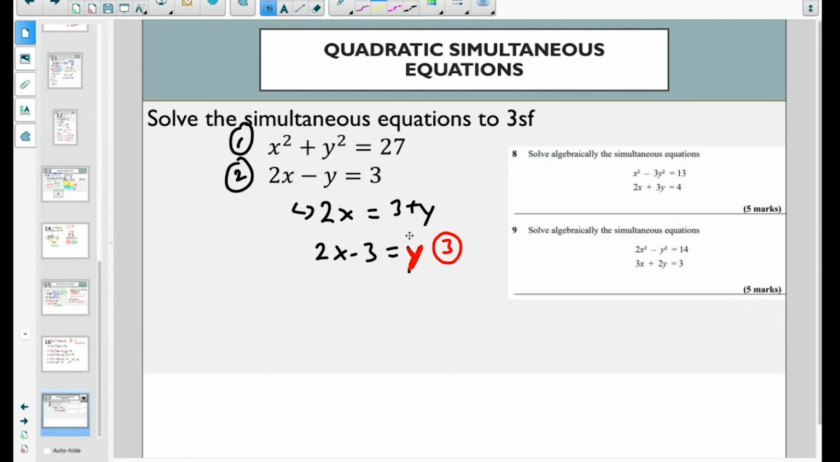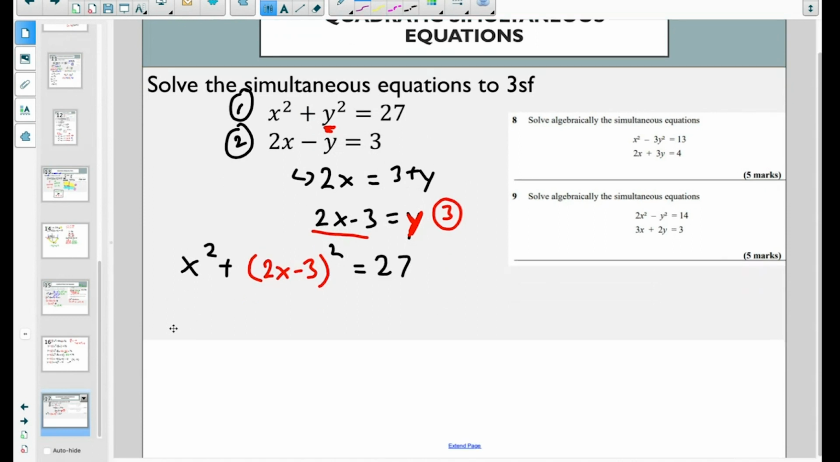And what we're going to do is substitute this y back into equation number 1, okay? So we can't substitute it back into itself. It would just defeat the purpose of why we made it the subject in the first place. So we're going to substitute into equation number 1, and what that's going to look like is we'll have x squared plus, instead of y squared, we know that y is just 2x minus 3. And we're going to square that, and that's equal to 27.